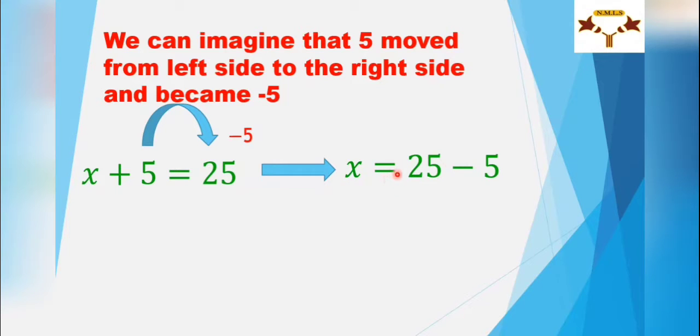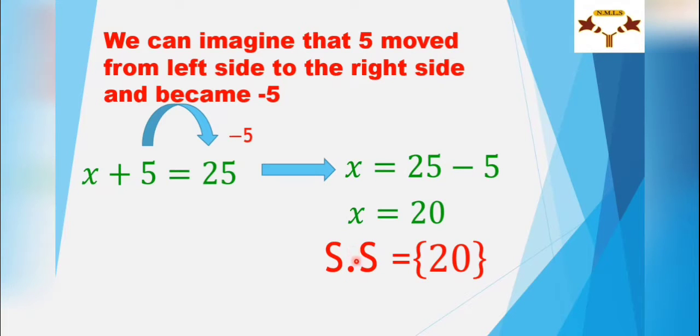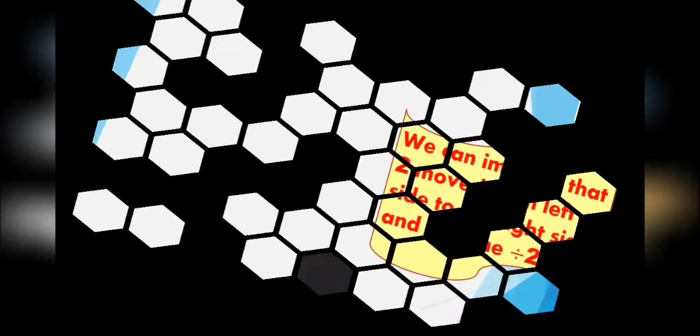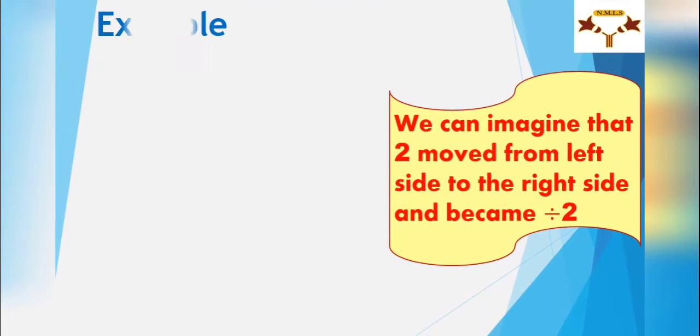So the equation now will be transformed to x equal 25 minus 5, which will be x equal 20. Okay? And then the solution set equals 20. So here I just moved the 5 from this side to the other side with the opposite operation. It was plus 5, and here on the other side it will be minus 5.